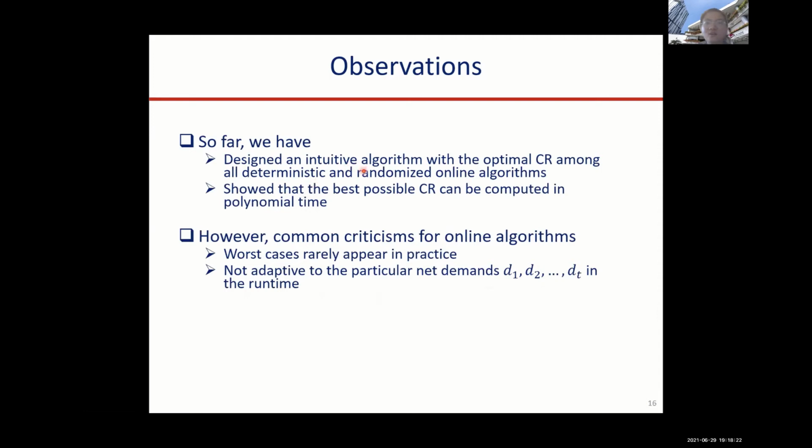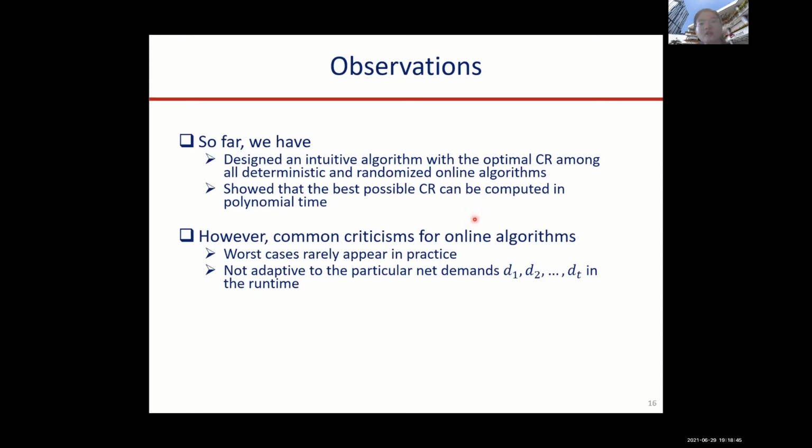We have designed an intuitive algorithm with the optimal competitive ratio among all deterministic and randomized online algorithms for this peak optimization problem with inventory constraints. And we also show that the best possible competitive ratio can be computed by solving a linear number of linear fractional problems.